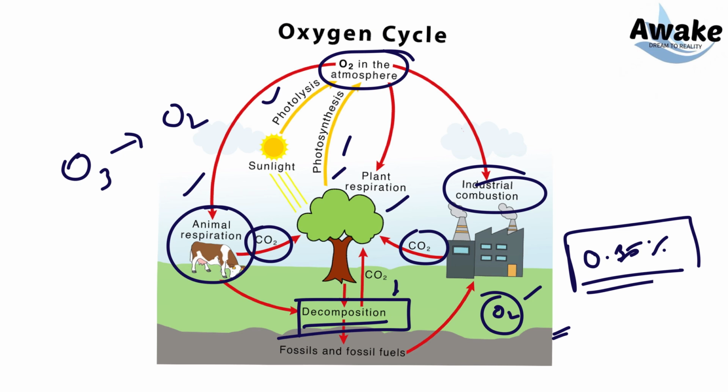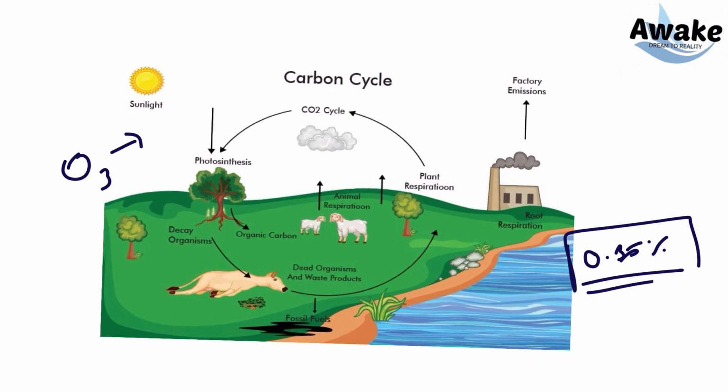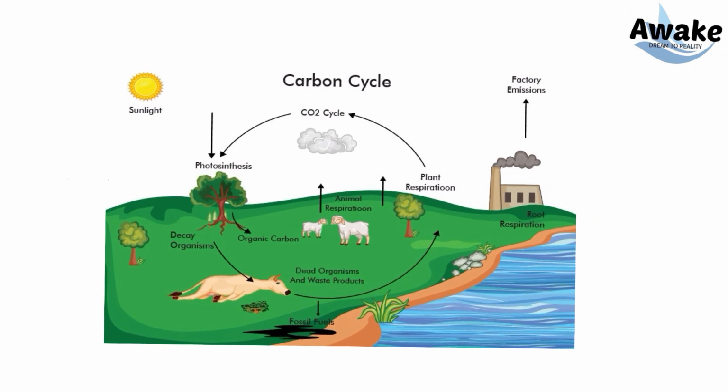After this oxygen cycle, we need to know about the carbon cycle. See, now it is very easy to understand the carbon cycle. As we studied earlier in the oxygen cycle, oxygen was the main focus. Here we are focusing on the carbon cycle. The major circulation is the same only. Here also we are seeing the photosynthesis process, respiration process, decomposition process.